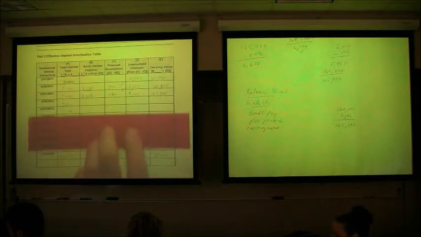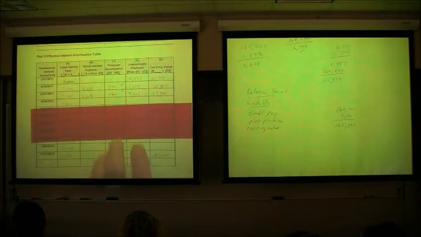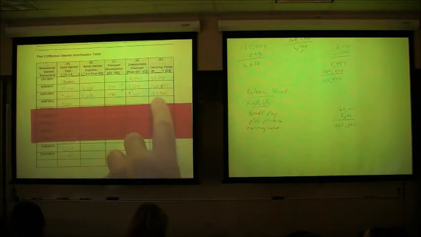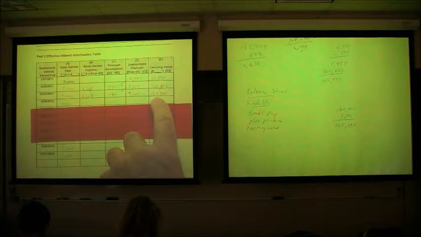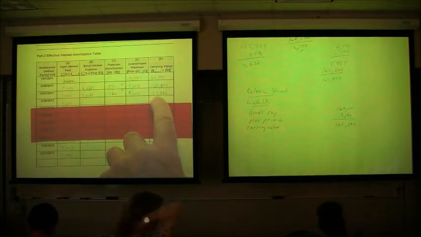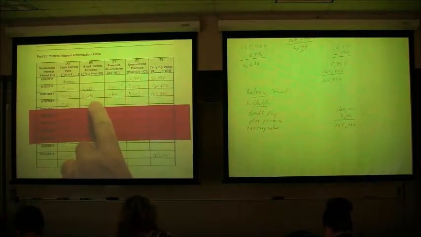Why don't you guys do the next row? All right, so here's what you want to do. You want to multiply 4% times the carrying value. That will give you the interest expense.